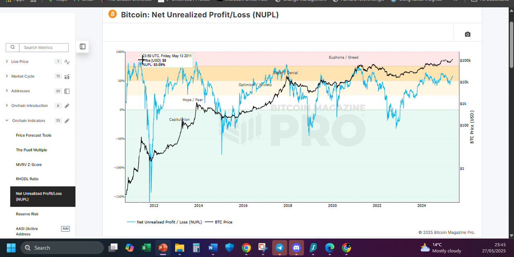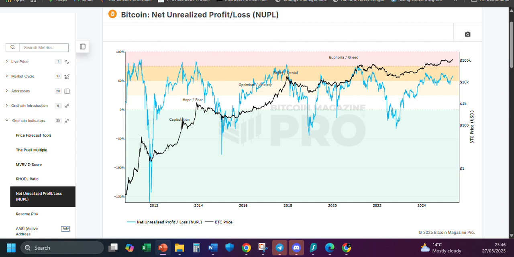If you look back at historical data, say 2011, 2013, 14, 2018 and 2021, every time the blue line enters the red zone, it's usually followed by a big drop or reset. If it touches that red zone, that is the time you need to be thinking about taking profits.